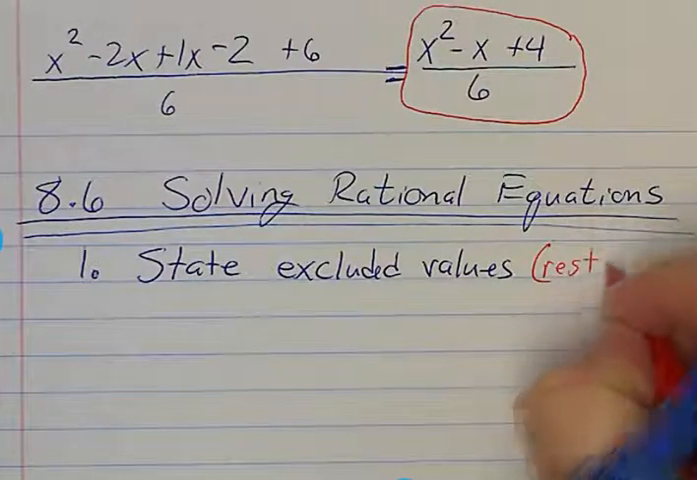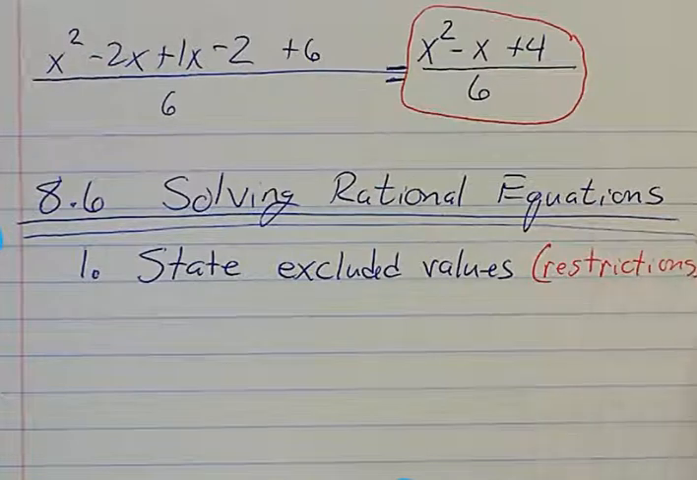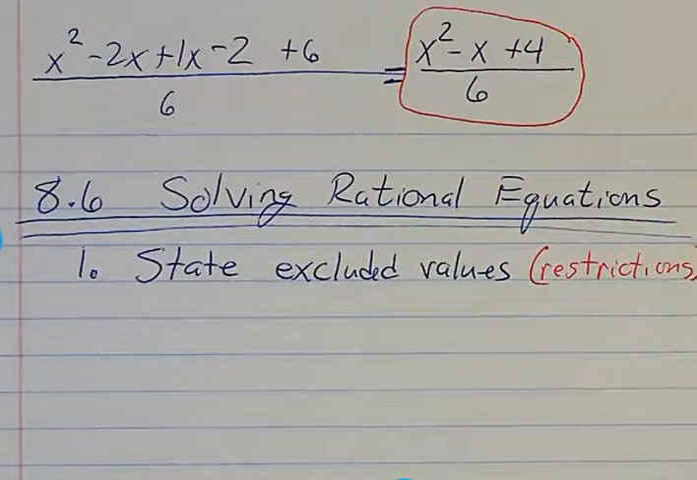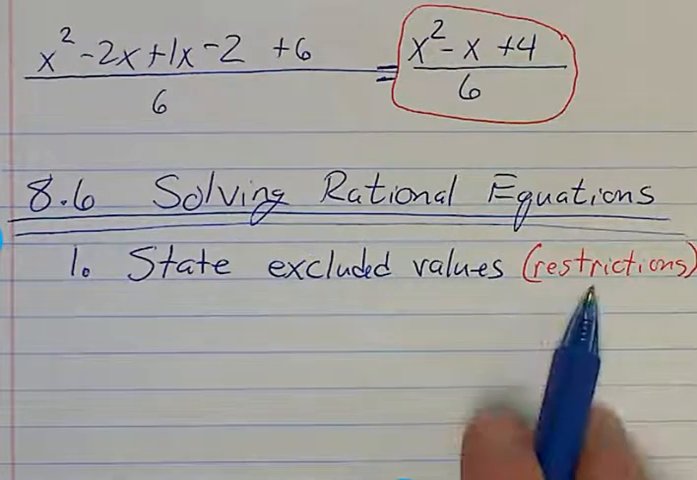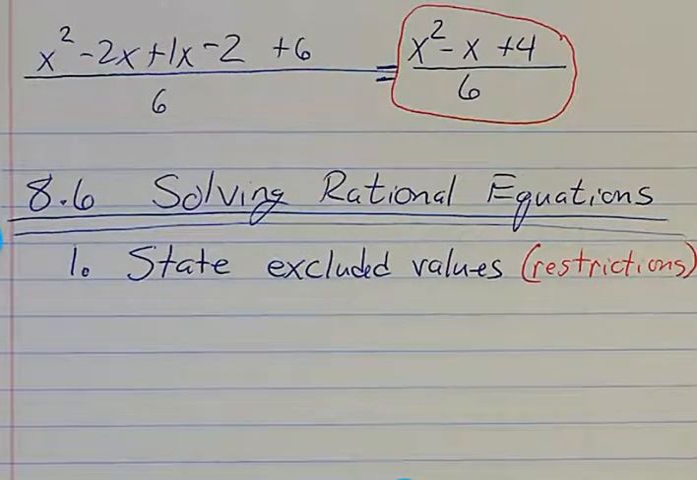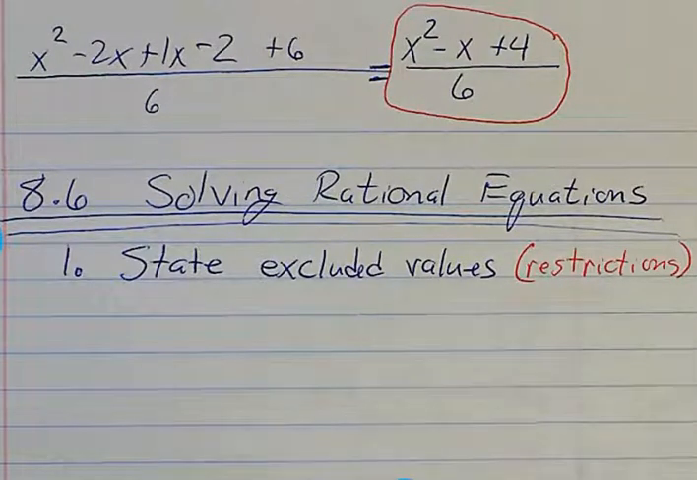Okay, and when you're solving equations, this is where it's going to be kind of like what we're doing back in 8.4. The very first thing you're going to have to do is tell me what the excluded values are. You're going to have to tell me what the restrictions are. And again, they kind of go back and forth on those. I think they wind up using the word restrictions more than they do excluded values. But you're still going to do the same thing we were doing back in 8.4. You're going to tell me what the excluded values are.